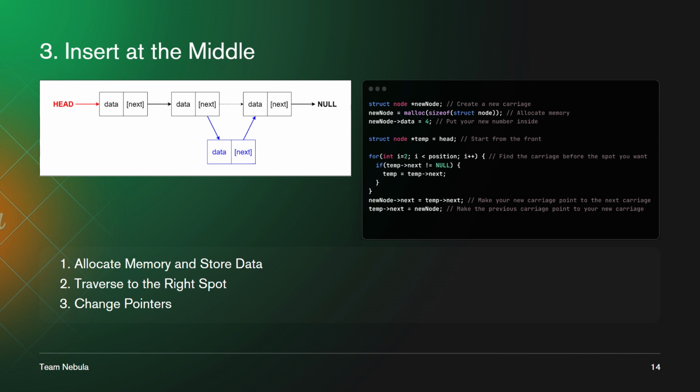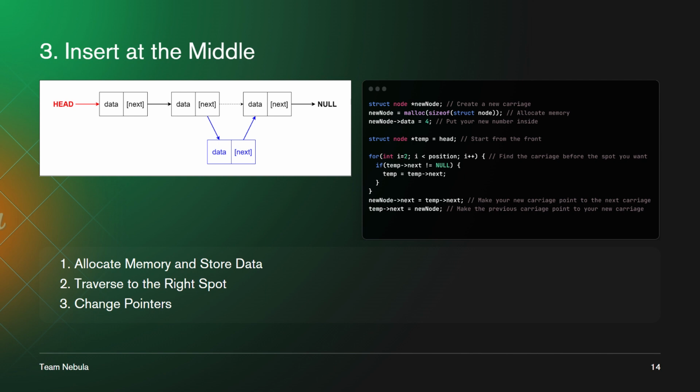Step 2, traverse to the right spot. Now you need to find the carriage just before where you want to add the new one. It's like finding the two carriages you want to slot your new one between. You start from the front and move through the carriages.